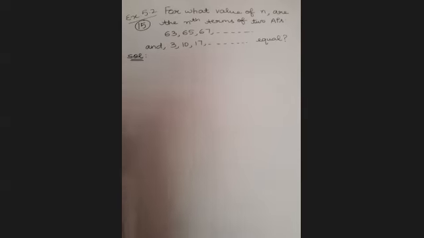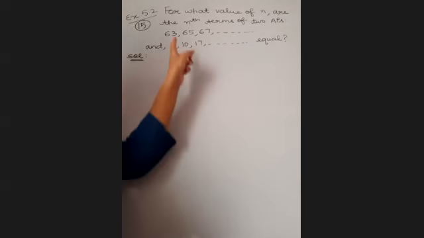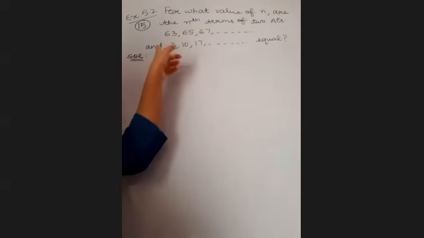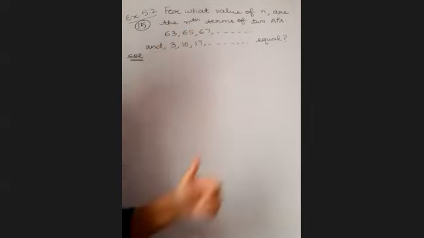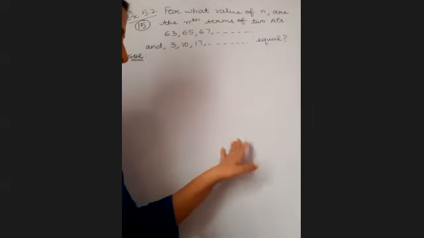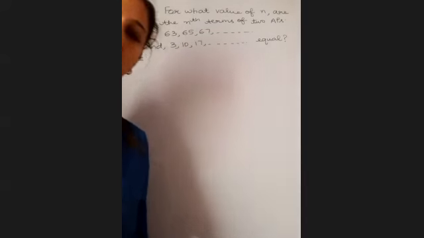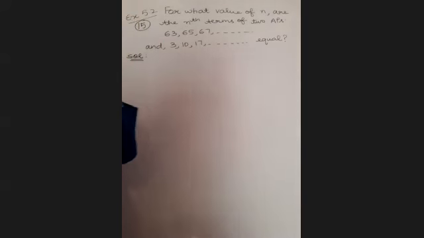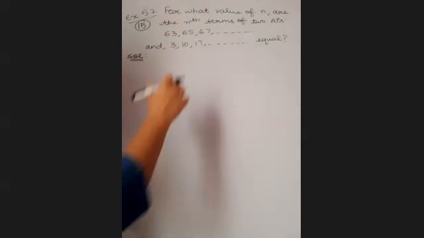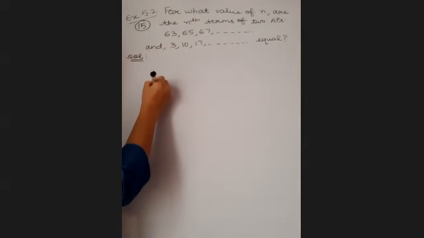Okay. For what value of n are the nth terms of two APs 63, 65, 67 and 3, 10, 17 equal? I'll first tell you a small story, created by me only, to help you understand this question. After that, we will look at it logically.